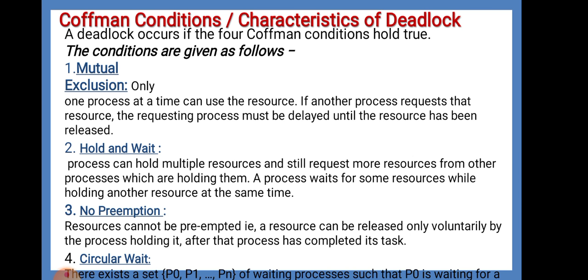So if another process requests that resource at the same time, the requesting process must be delayed, or it is going to wait until the resource is released by the particular process. In short, what mutual exclusion tells here is that no two processes can use the same resource at the same time. Clear? So the second is hold and wait.